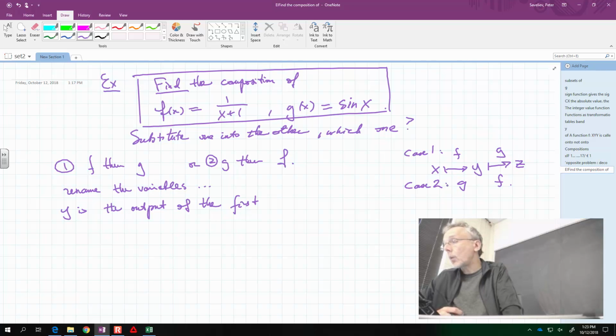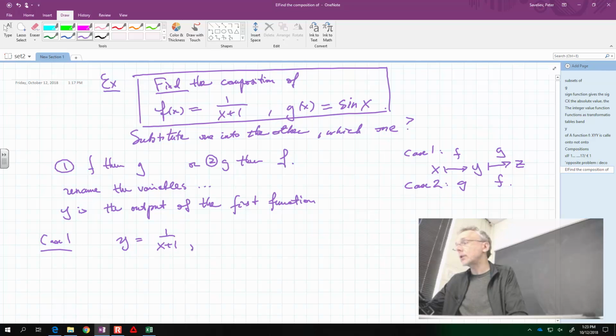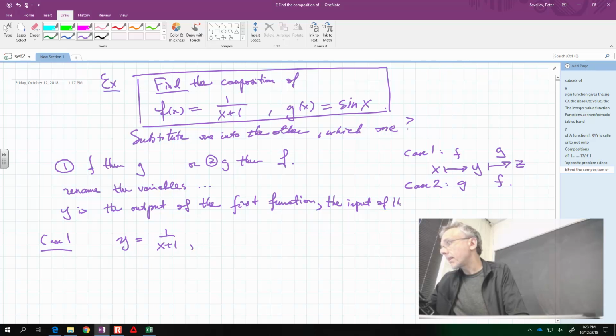Okay, so y is the output of the first function. So then if I now do case one, I will have f comes first, so its output is y, and I have y is equal to 1 over x plus 1. Then y is the output of the first function. It also means that it's also the input of the second. Okay, so what's the second function then?